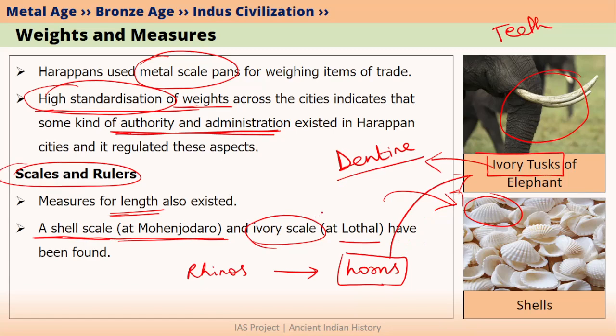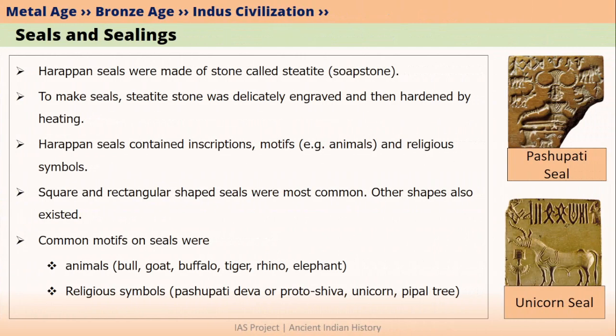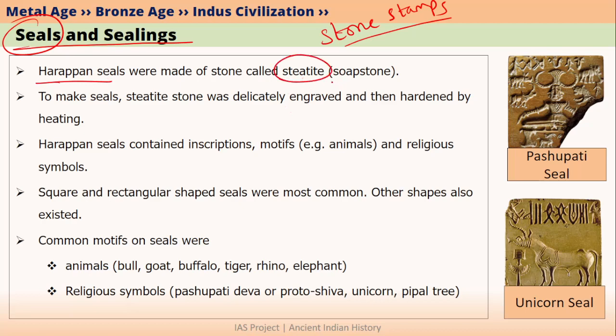So this is about the weights and measures that were used by Harappan people. Now let's talk about seals and sealings. Seals are nothing but stone stamps that were used by Harappan people. So these Harappan seals were mainly made of a stone called steatite. Steatite is a metamorphic rock and steatite is also called soapstone.